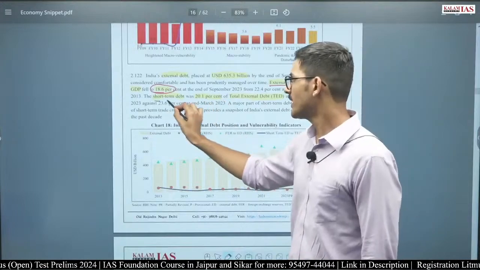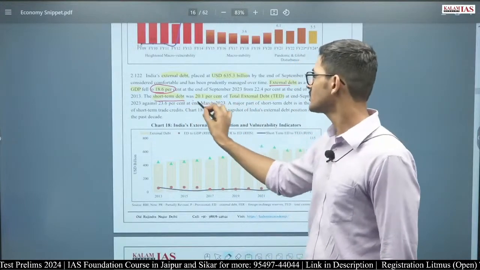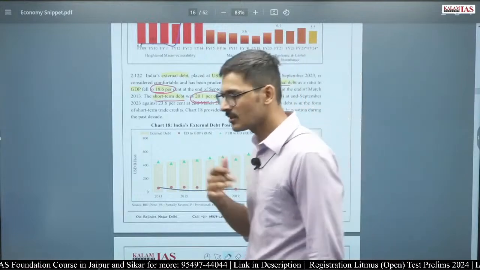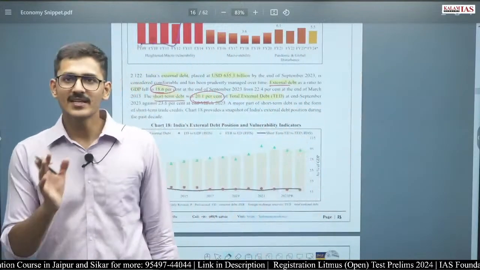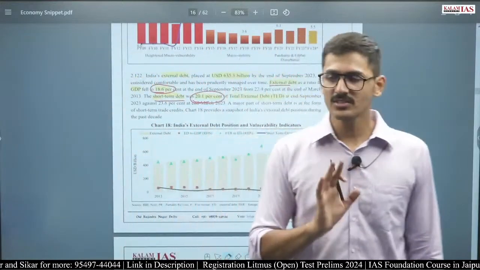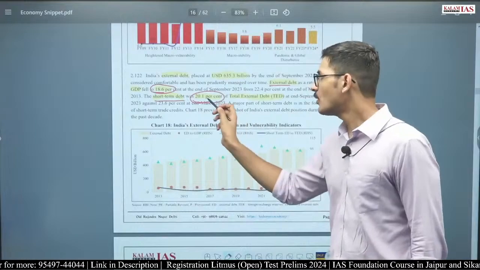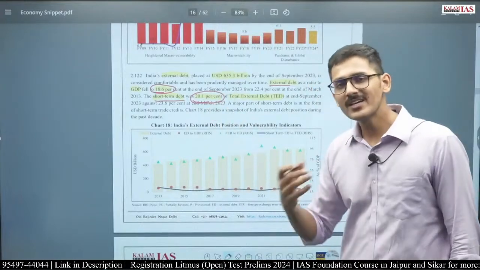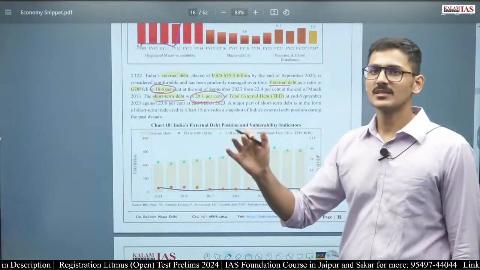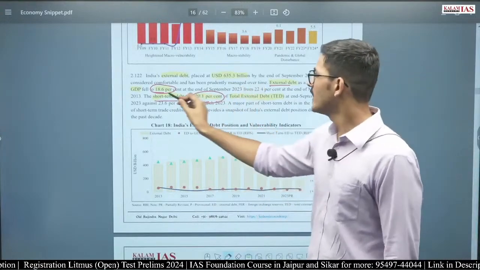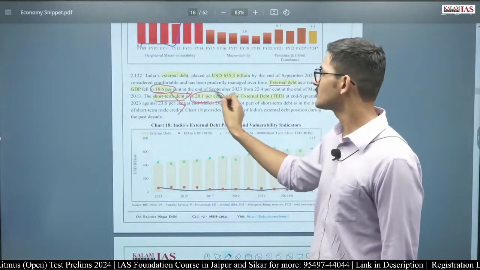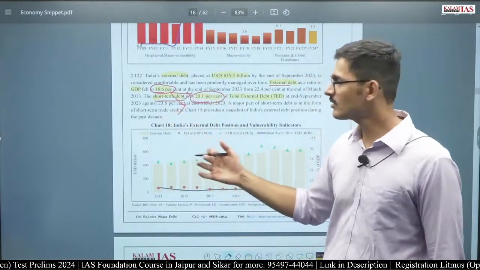And short-term debt out of total external debt is just 20%. For example, if India's GDP is 100 rupees, then external debt is just 18 rupees. And out of 18 rupees, only 20% is of a short-term nature. We are talking about this 18%: out of this, 20% and 80%. 20% is part of short-term debt and 80% is part of long-term debt.